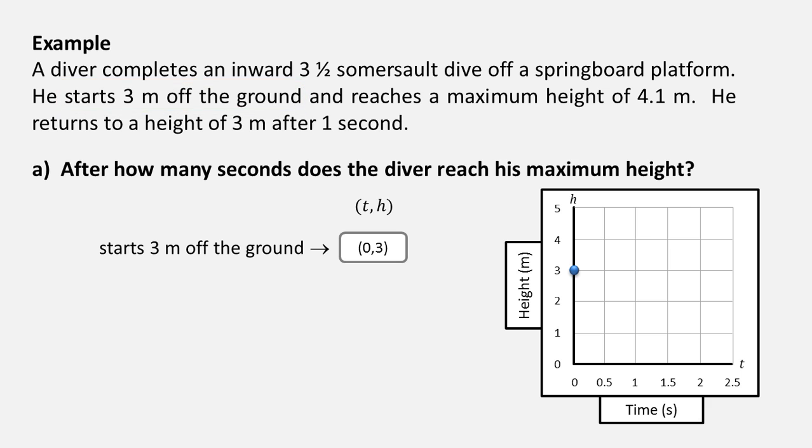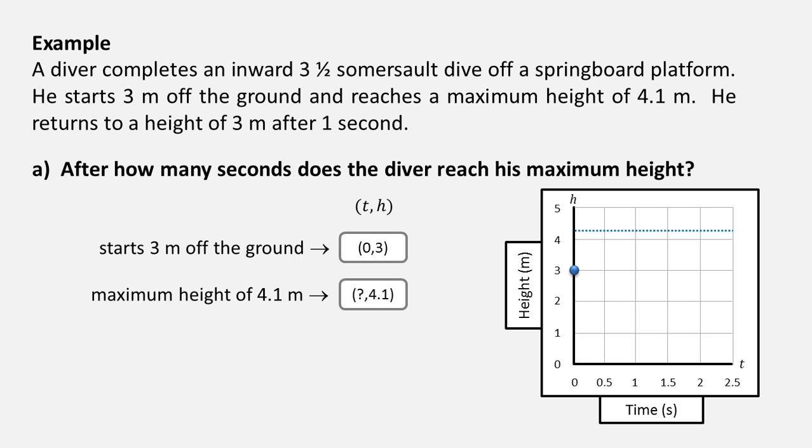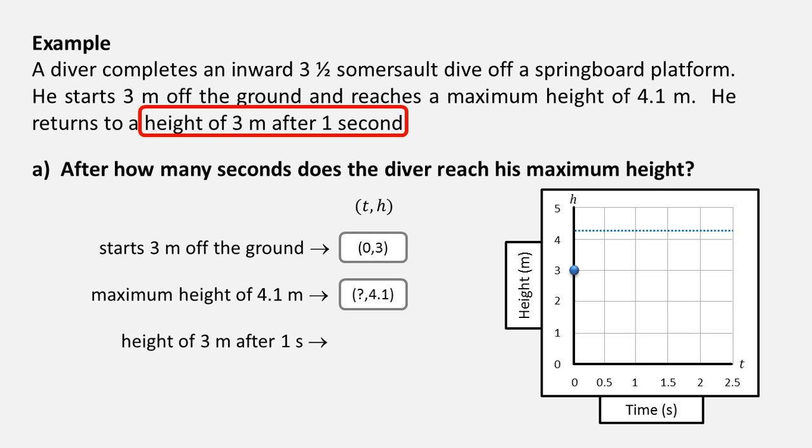The maximum height of the dive is 4.1 meters, but we don't know the time when this happens. For now, the ordered pair is just written as a question mark, 4.1. This point is also the vertex of our graph. For now, we will draw a line to represent the maximum height since we do not know the full coordinate pair. At 1 second, the diver is at a height of 3 meters. The ordered pair is therefore 1, 3.